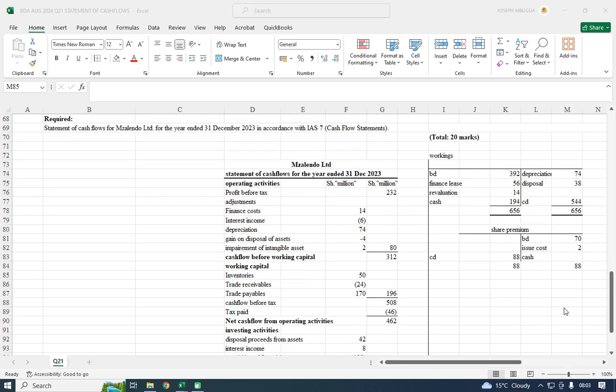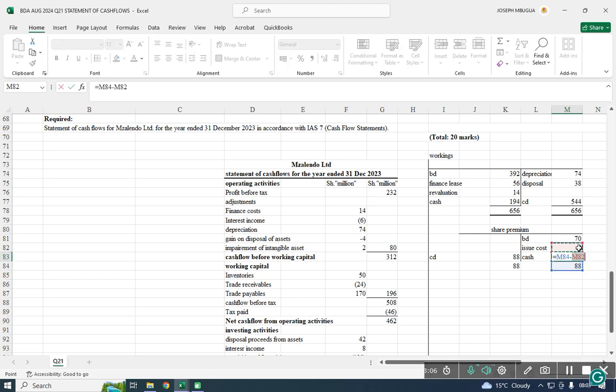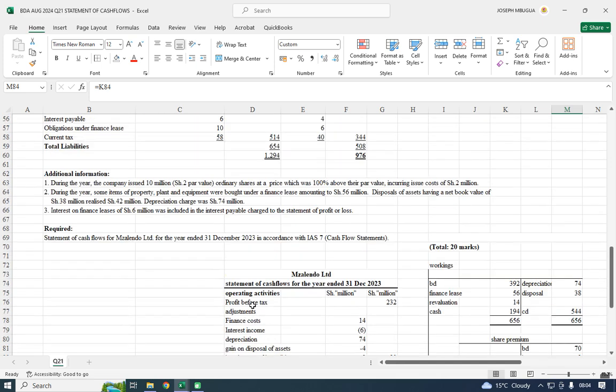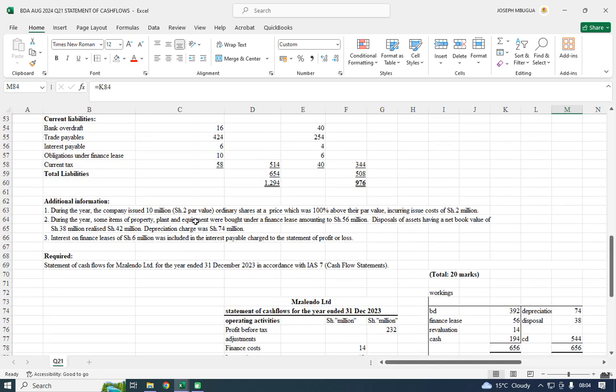Just a minute. If we were to do it this way, you'll find that it will give us a different value. It's giving us 16. And when we put it on this side, it will be 90. And when we minus, we'll get the 20. That means that issue cost was not affected in this account. But ideally, remember we issued at 100% above their par value. Share premium is supposed to have the 20.